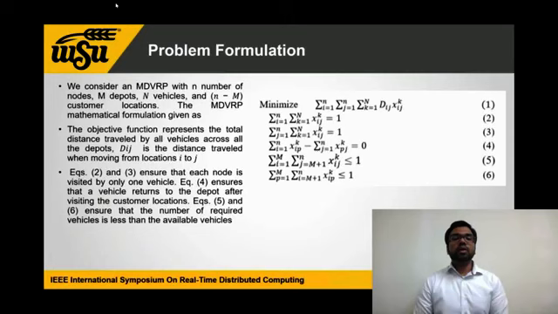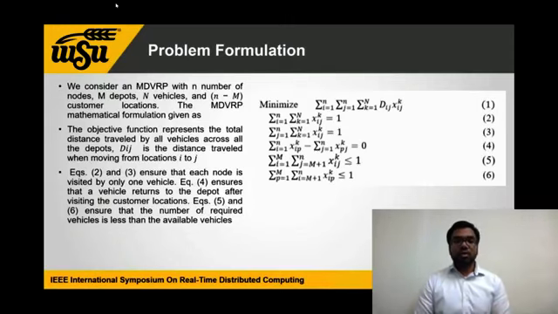The mathematical equations 1 to 6 are shown in the slides, where equations 2 and 3 ensure that each node is visited by only one vehicle, and equation 4 ensures that the vehicle returns to the depot after visiting the customer location, thereby ensuring continuity in the vehicle routing, and no other vehicle is assigned to that particular customer location. Equations 5 and 6 ensure that the number of required vehicles is less than the available vehicles. These are the constraints that have been taken into consideration in order to execute our dynamic multi-depot vehicle routing problem.